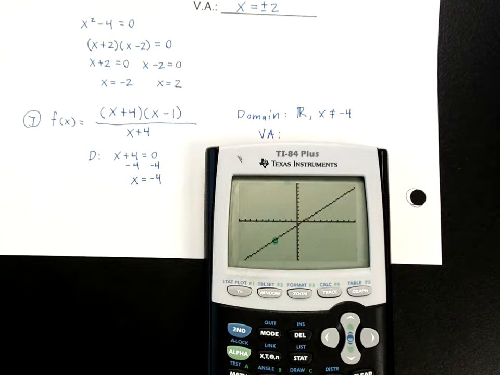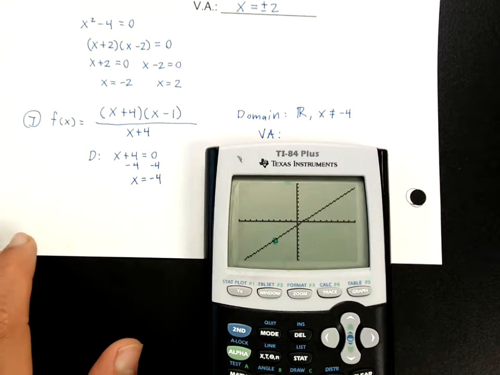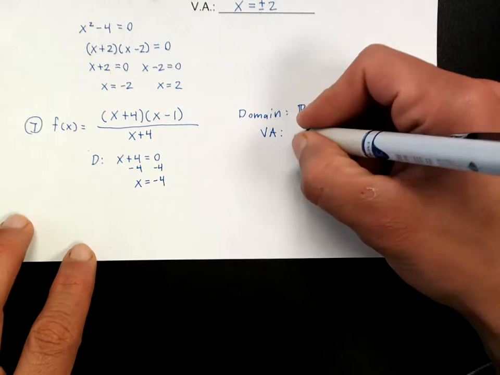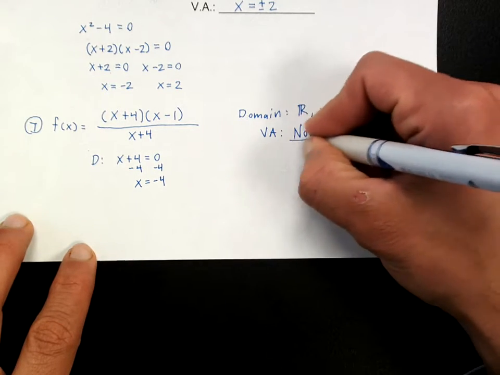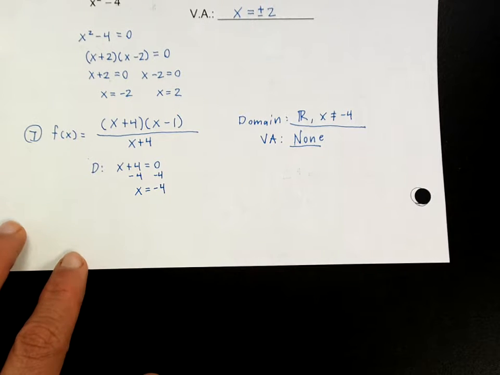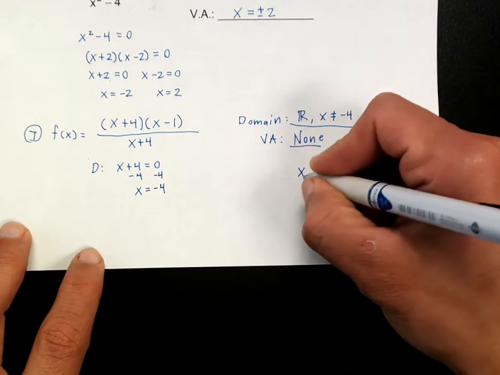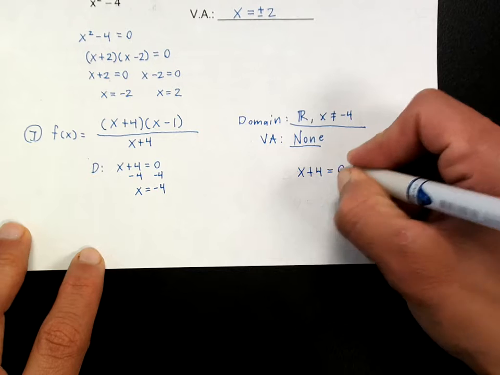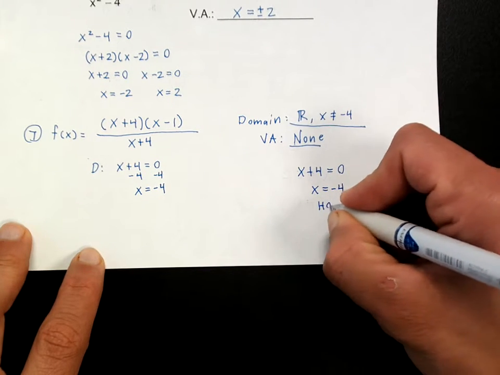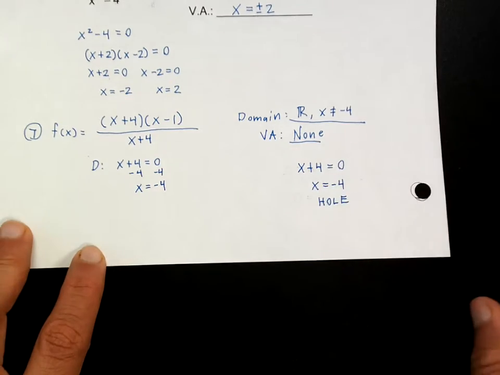But my point is that this is not a vertical asymptote, though. So on this one, you don't have any vertical asymptotes. Kind of strange. All right, so anyway, this is what I showed you. On this one, it would be none. On that one, you wouldn't have any vertical asymptote because x plus 4 is equal to 0, and if I solve for that, I get x is equal to negative 4. This is called a hole. So it looks just like the other one, but it's going to be a hole.